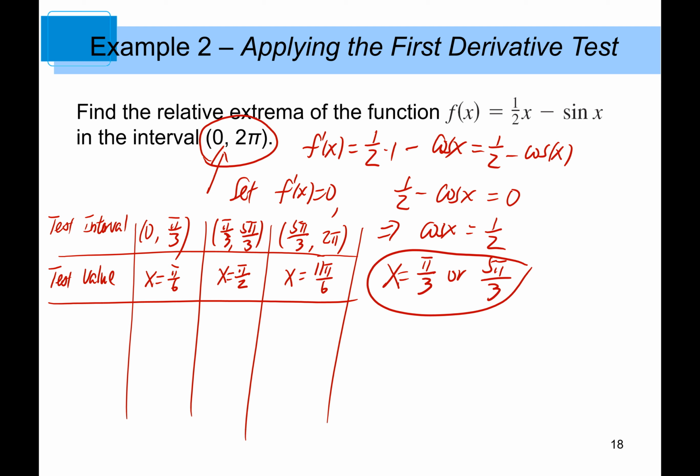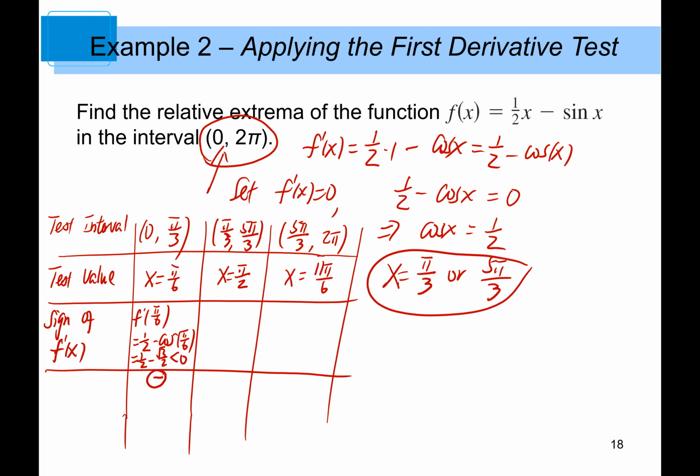Now I'm going to replace all these into the derivative, f prime of x. So we're going to evaluate f prime of pi over 6. So you get half minus cosine pi over 6. Cosine pi over 6 is radical 3 over 2. Now this is negative, less than 0, so we have negative. That means it's a decreasing interval.